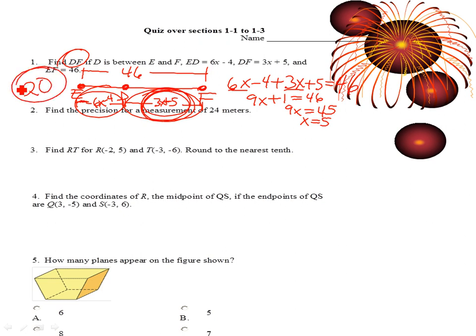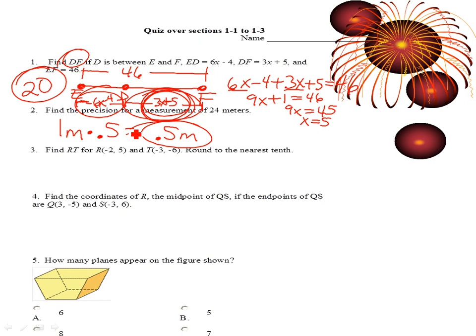Find the precision of 24 meters. What's the smallest unit? 1 meter. Take that times what? 1/2 or 0.5. We use 0.5 since we're in the metric system. What's 1 times 0.5? That's our answer. Precision's that easy. That's the precision number.